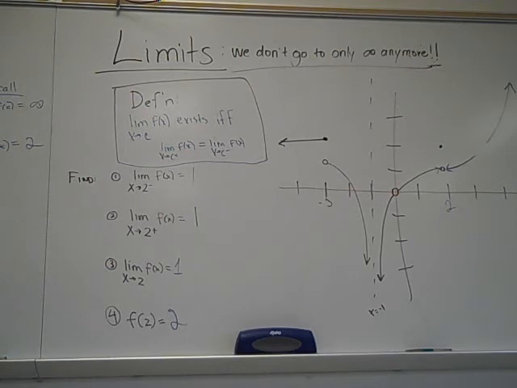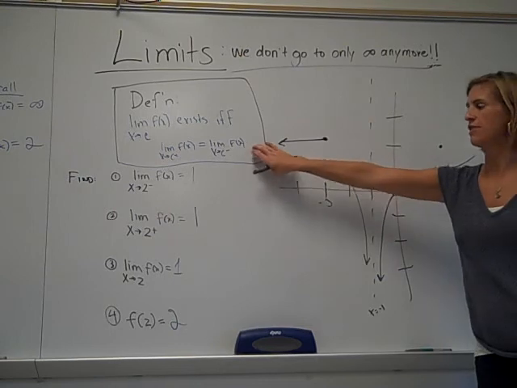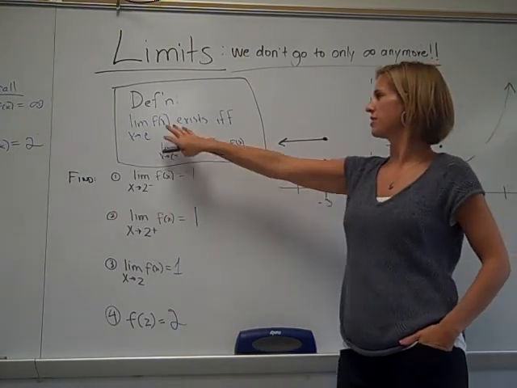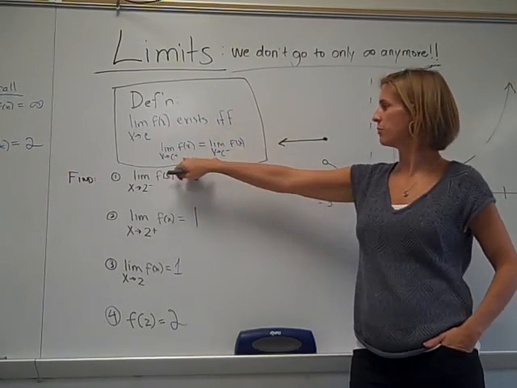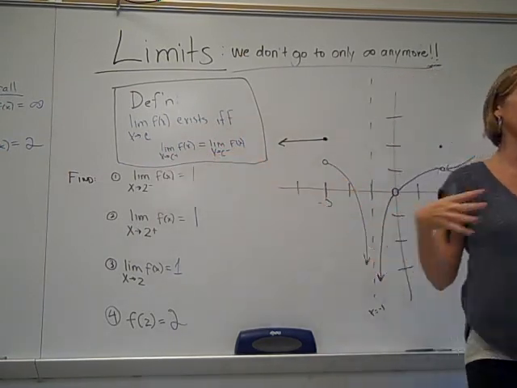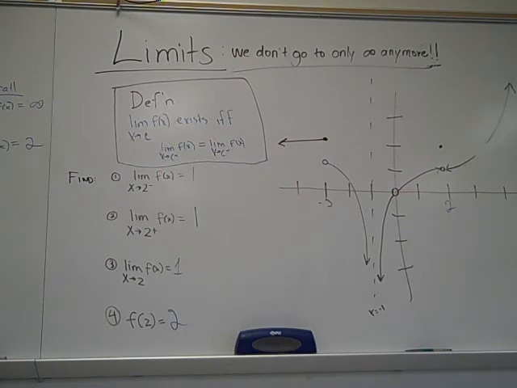Okay, so the limit as x approaches -3 overall doesn't exist because the limit from the left does not equal the limit from the right, and that's the definition. The definition is the limit exists as x approaches some value c if and only if the limit from the right equals the limit from the left. If that doesn't happen, there's no limit.